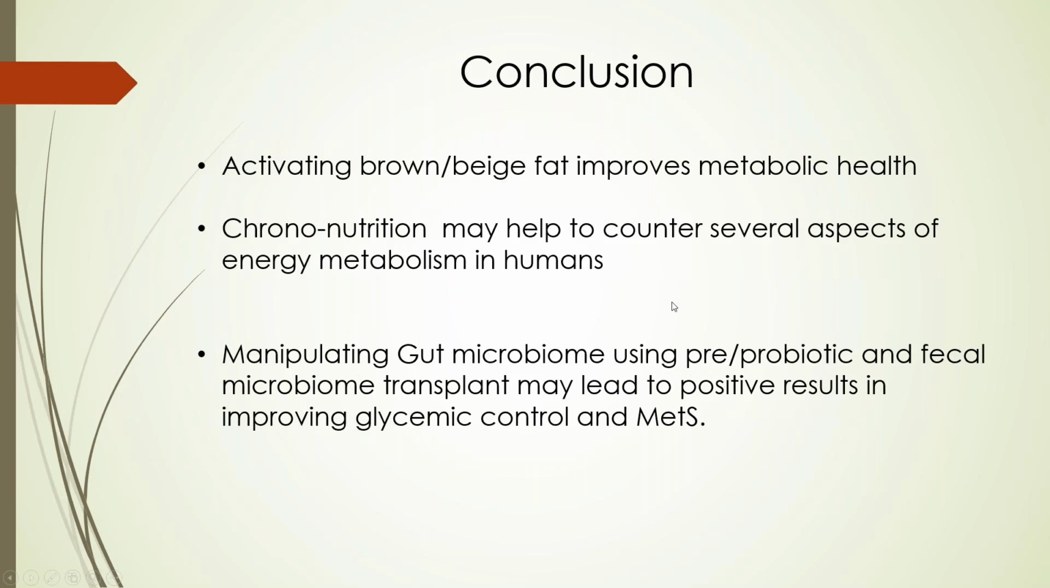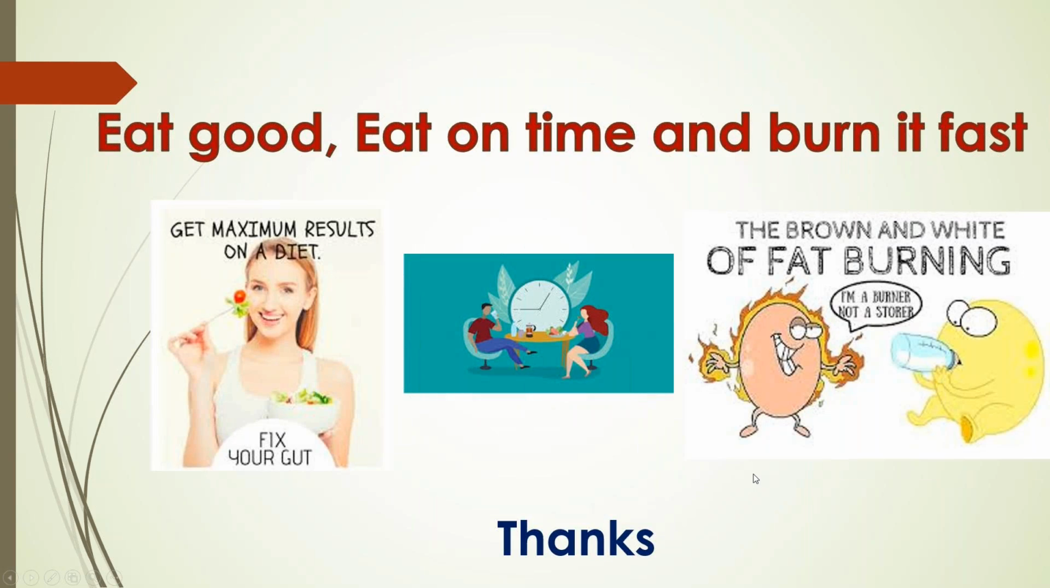So lastly, to conclude, from these three major groundbreaking discoveries: activating brown and beige fat improves metabolic health. Chrononutrition may help to counter several aspects of energy metabolism in humans. And manipulating the gut microbiome using probiotics and fecal microbiome transplant may lead to positive results in improving glycemic control and metabolic syndrome. So with this, the take home message is: eat good, eat on time, and burn it fast.